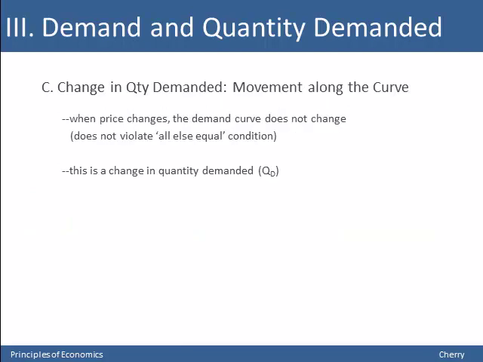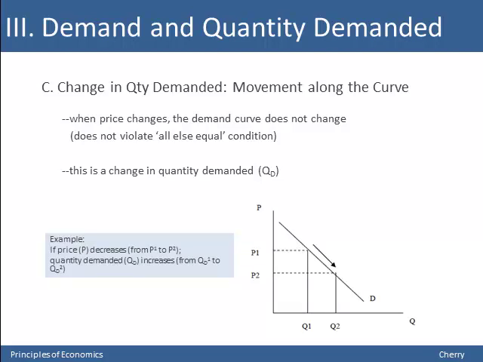So now let's look at a change in quantity demanded. Quantity demanded, not demand. In this case, you have a movement along the curve. So a change in price leads to a change in quantity demanded, and that's because you move along the curve. You don't have to draw a new curve. For example, if prices decrease from P1 to P2, quantity demanded is going to increase from Q1 to Q2. So that's the distinction. A change in quantity demanded is a movement along the curve. A change in demand is a shift in the curve.